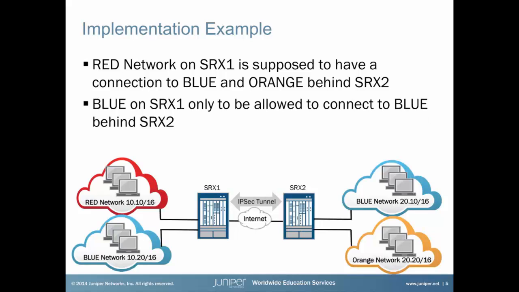Now, let's check all this out based on an implementation example. We want to enable the RED network on SRX1 to have a connection over a VPN tunnel to the blue and orange networks sitting behind SRX2. And additionally, we want to enable the blue network on SRX1 only to be allowed to connect to the remote blue network behind the SRX2.